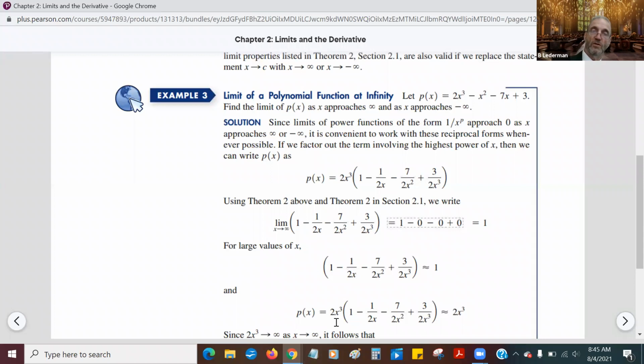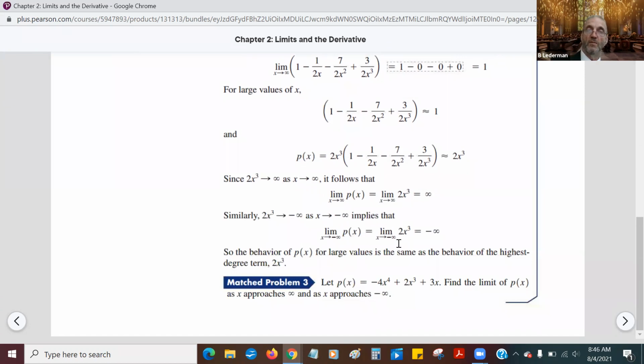But there's more than that. There's also the 2x to the third. So p of x, which is 2x to the third times this whole parenthesis, is going to be roughly 2x to the third times 1, which is just 2x to the third. But when x becomes positively infinite, then 2x to the third is going to become positively infinite. So the limit of p of x as x approaches infinity is going to be equal to infinity.